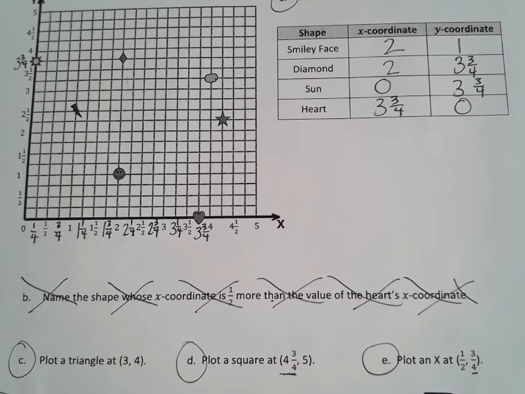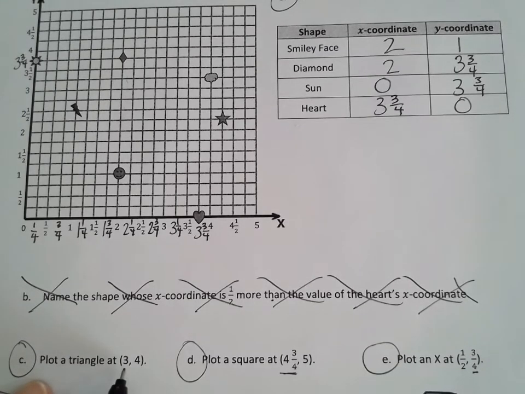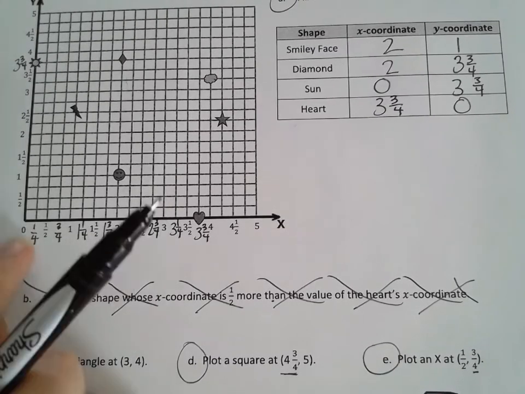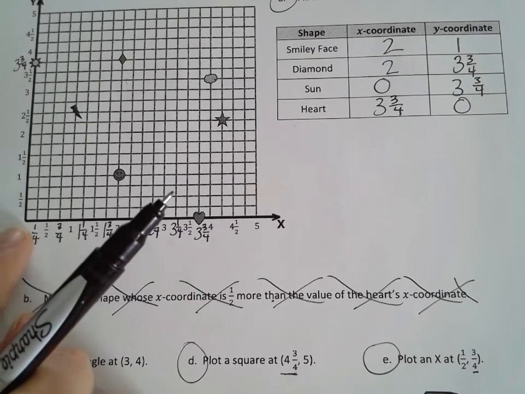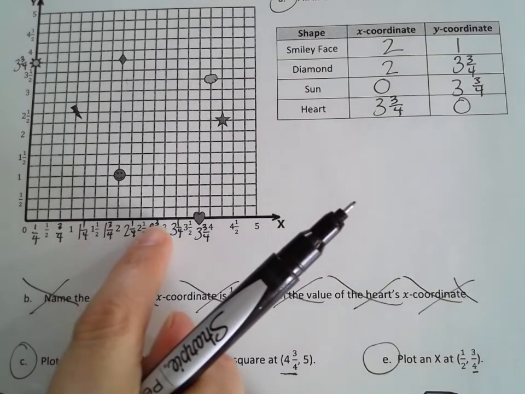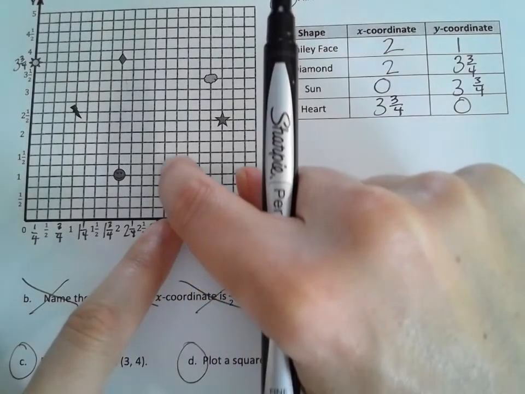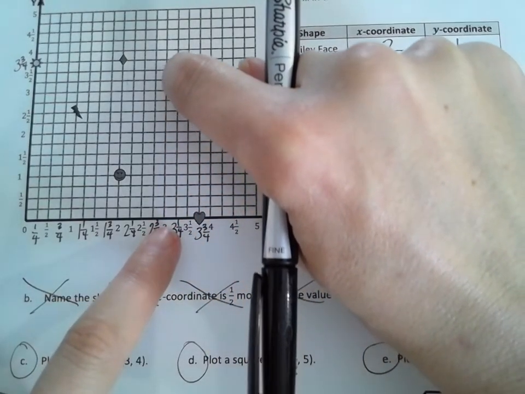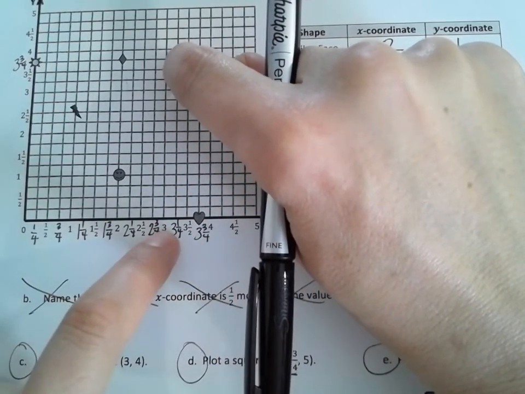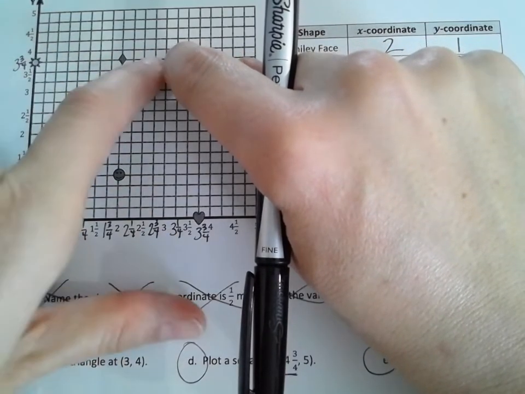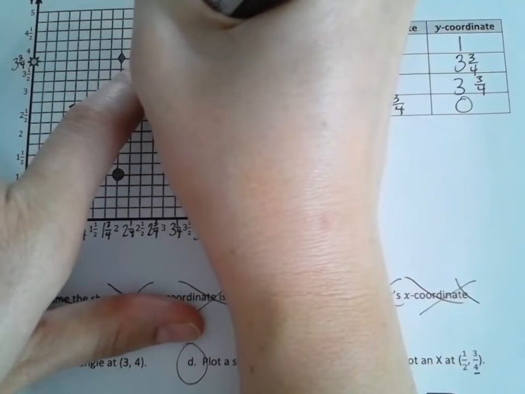All right, here we go. We're going to plot a triangle at 3, 4. We're going to start at the origin. The x-axis is always first. So we're going to go over to the 3 for the x, and then we're traveling up to the 4 for the y. Up, up, up, up, up. I'm going to try and stay on there. So 3 and 4. We're going to plot a triangle right there.